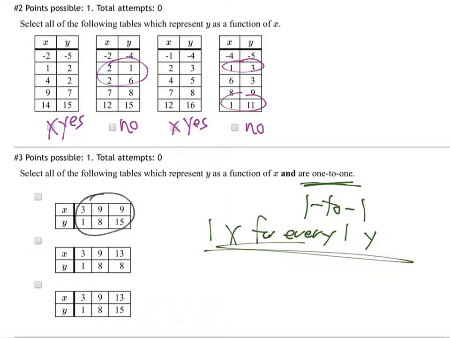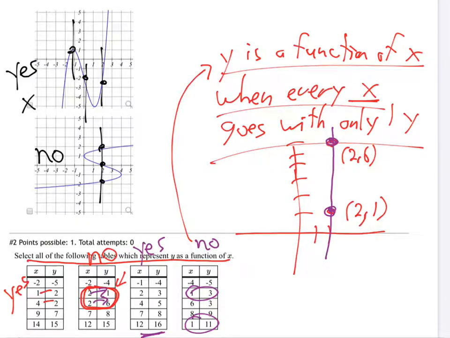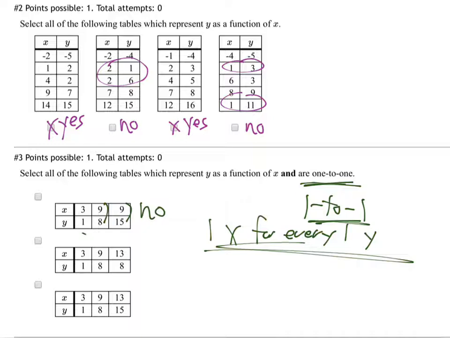So does this look good? No, there's no repeating at all allowed. Is there any repeating there? Yeah, it's a problem. We got the 9 going with an 8 or a 15, so that'd be a no. That's not a 1 to 1. So this is an even stronger condition. 1 to 1 function, both x and y can only go one way. Does that make sense? Whereas before, we only worried about x. Only x had to go with one y. But now we're saying x and y must be matched up 1 to 1.